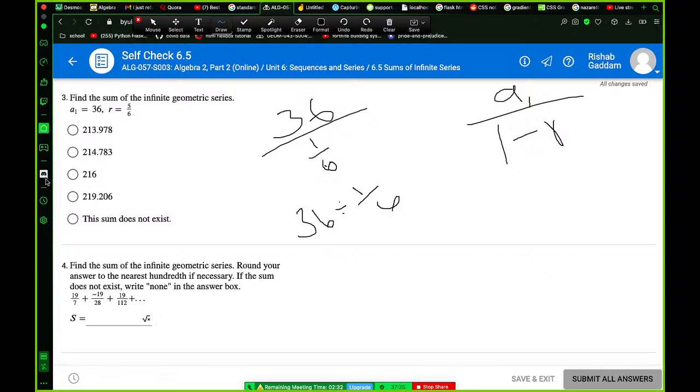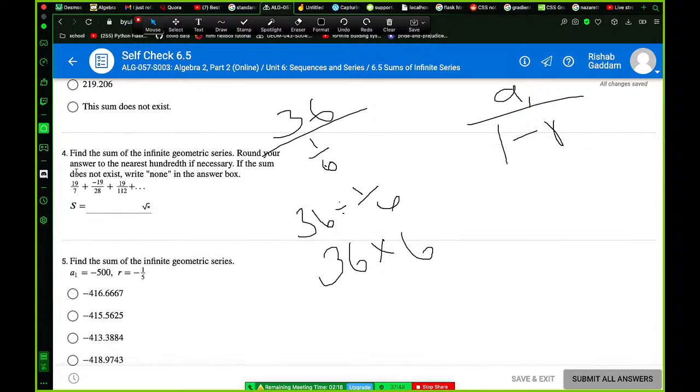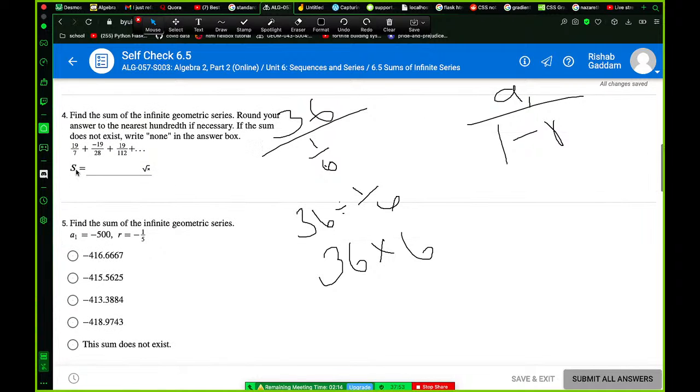Yeah, good job. It is 216. Because it has to be a whole number. It can't be a decimal. Times 6. And the answer is 216. Because 6 cubed is 216. I memorized that.